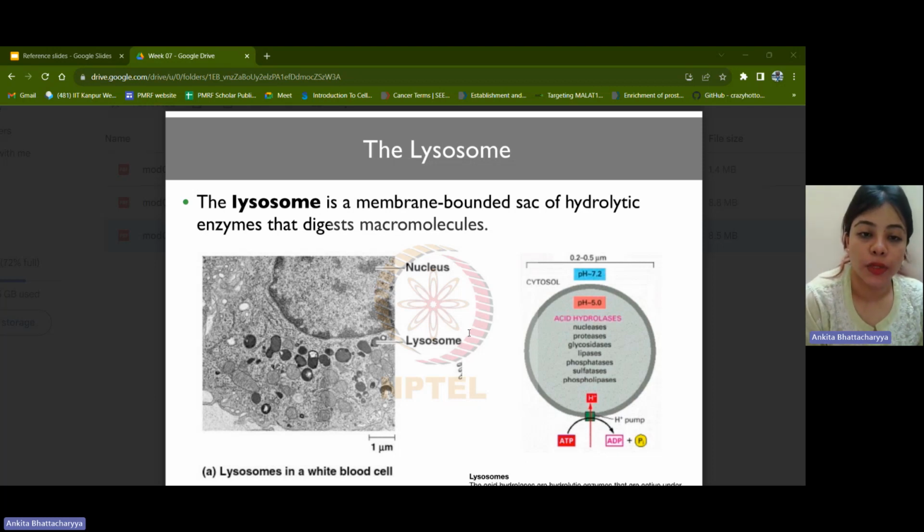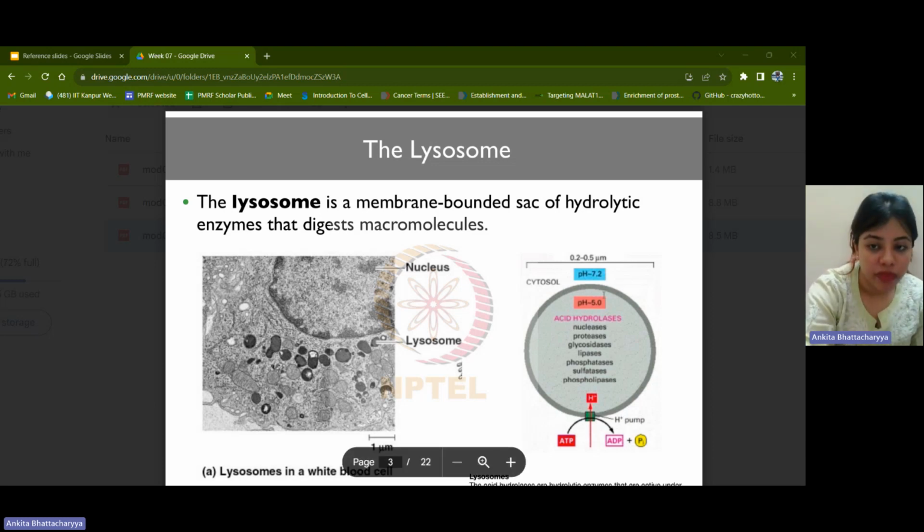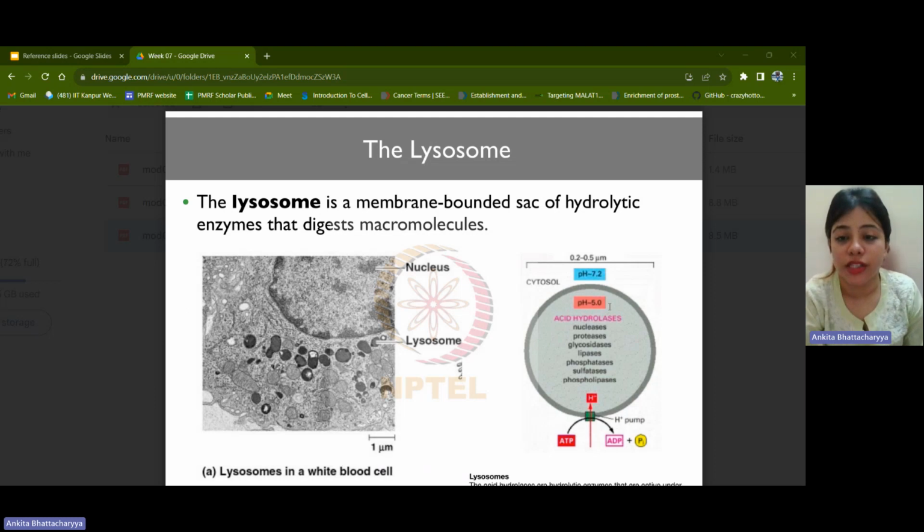So what we see here as the basic idea of a lysosome is that it is the suicidal bag of the cell, or the digestive bag of the cell, that whatever goes inside is killed by the cell. So that is where all of the digestion occurs. I think we have discussed this previously as well. It's that membrane-bound sac which is very rich in hydrolytic enzymes, and it has an acidic pH, as you can see here, of approximately 5.0.